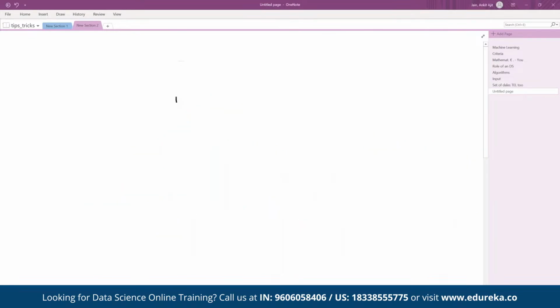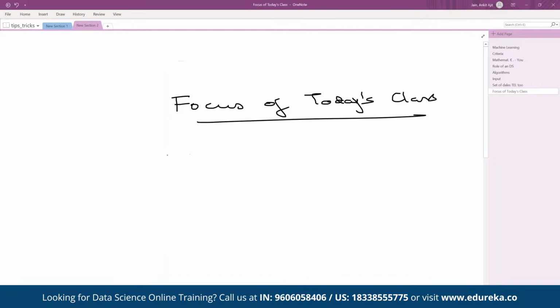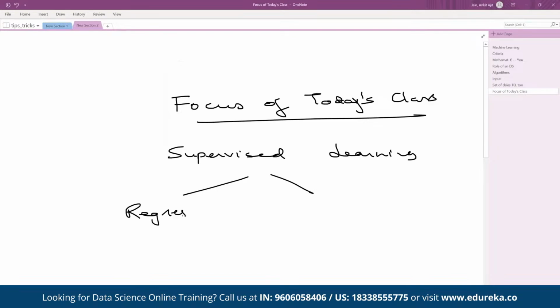Now let's come to today's focus. The focus of today's class is supervised learning. In supervised learning, as I explained, there are two types: regression and classification. Today we will learn about classification.